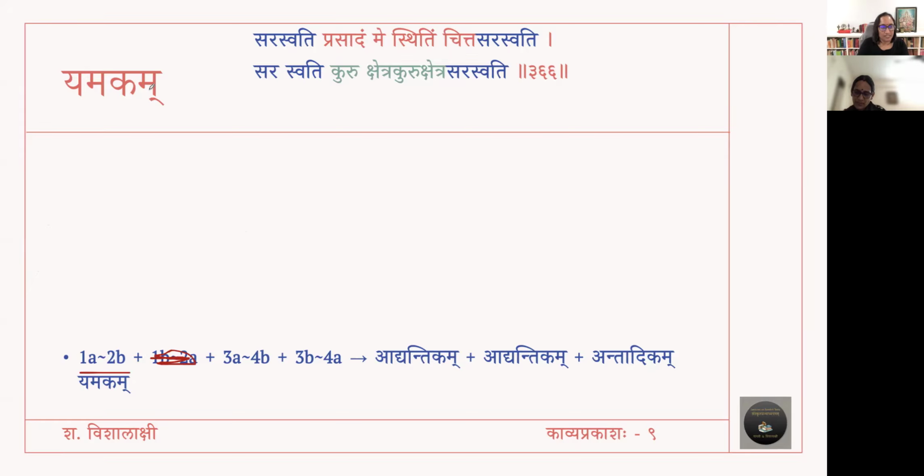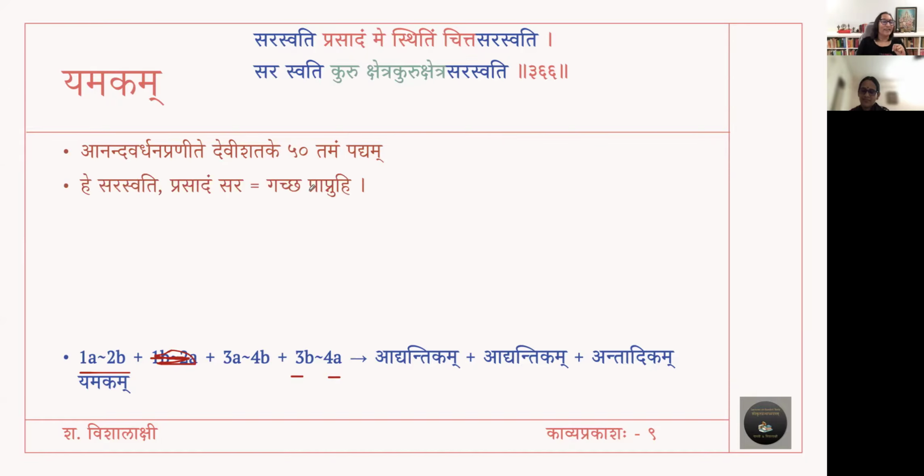The second portion, Saraswati and Saraswati. This is in third pada A, Adi. So this is also another Adyantikam Yamakam. The next one, Kurukshetra and Kurukshetra. The first Kurukshetra is 3B and the second Kurukshetra is 4A. So Antadikam. The meaning is a very beautiful meaning also. Each Saraswati is different. So there are 4 Saraswatis in this Padyam.